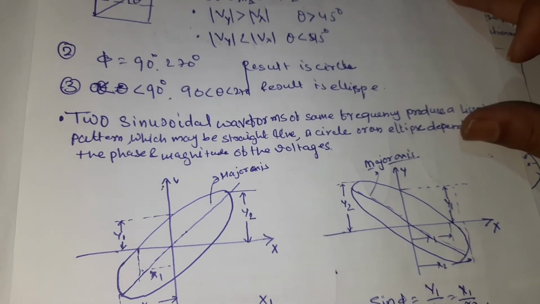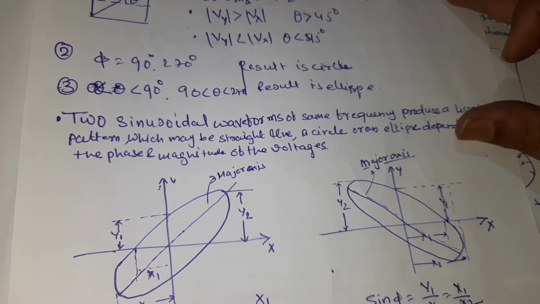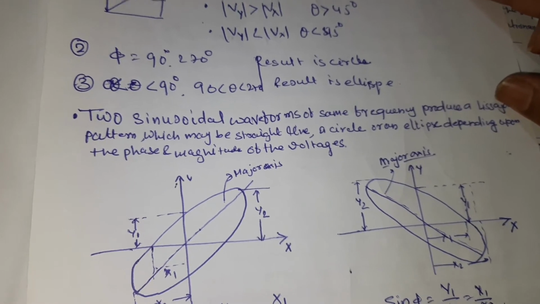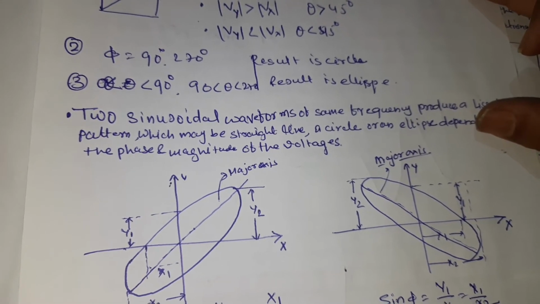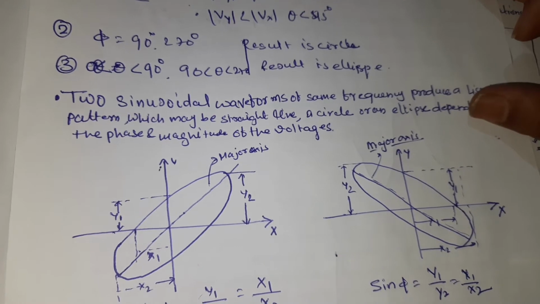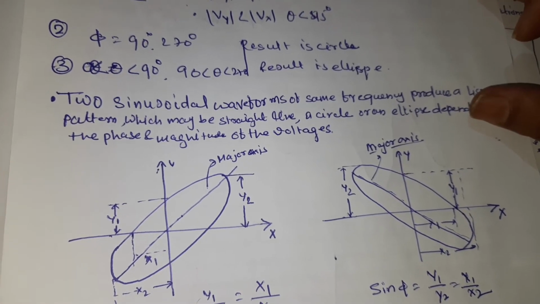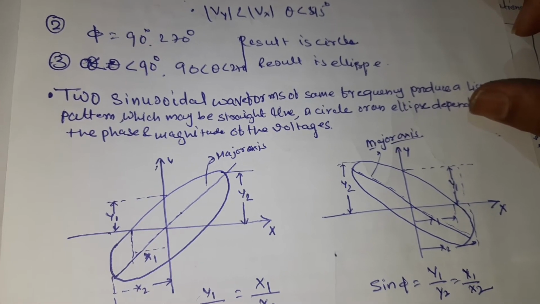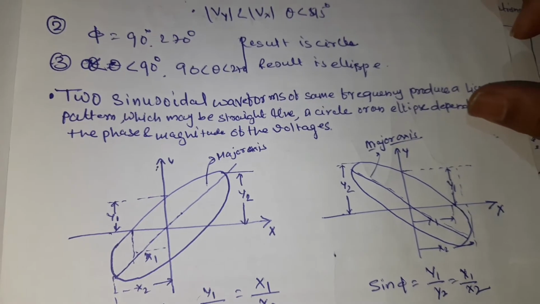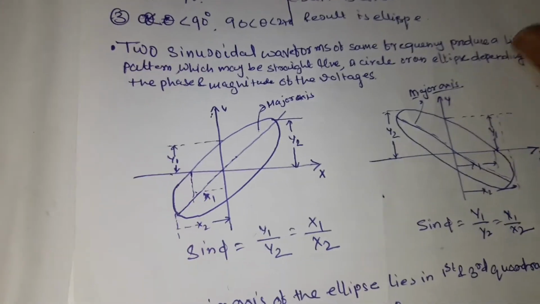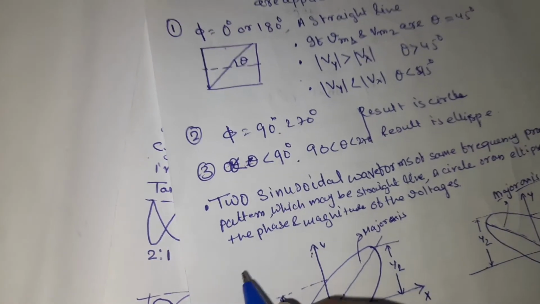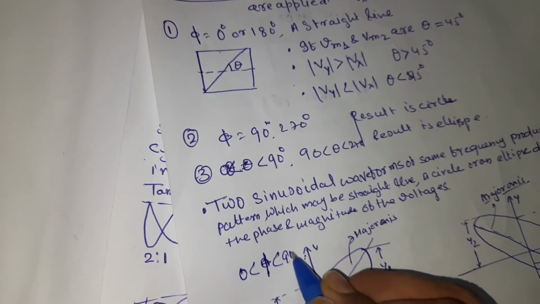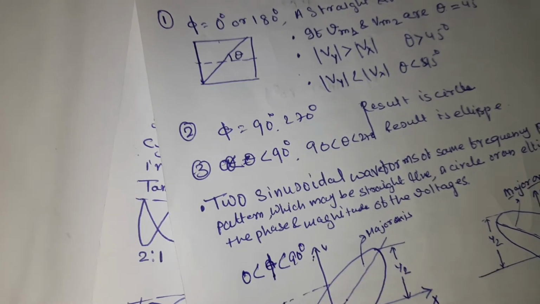If the straight line is in the second and fourth quadrant, then the phase shift is around 180 degrees. In case of a circle, its phase shift is either 90 degrees or 270 degrees. In case the phase shift is from 0 to 90 degrees, the ellipse will appear in the first and second quadrant.